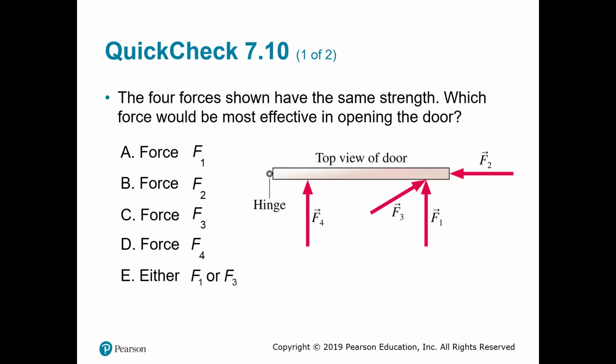So now the question: we have four forces shown that have the same strength. So all forces F1, F2, F3, F4 are the same, right? Which force would be most effective in opening the door? Everybody already knows, right? So your hinge is there and your door, this is a top view of a door. And then how do you open your door? Everybody try F1, right? Why? Because you guys know that's the most effective way.